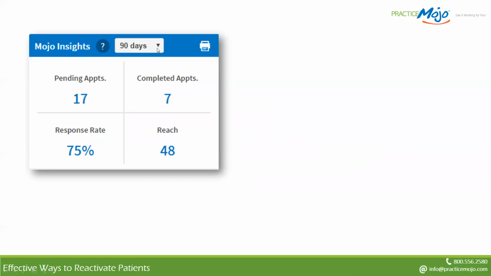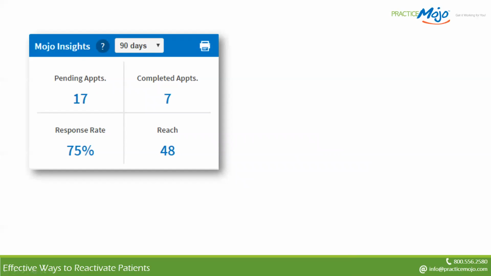Just a little tip, there is a drop-down menu here that you can choose if you want to look at a time frame, like we have options of 30, 60, 90, or 120 days available. The national average response rate from ReCare reactivation is about 3 to 5%, and Practice Mojo's average response rate is 36.78%, which is really awesome.